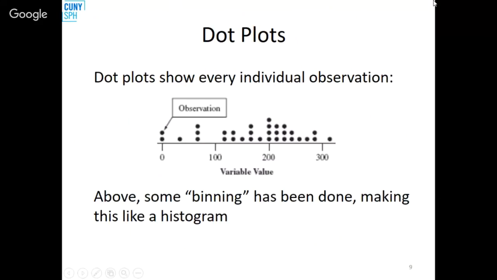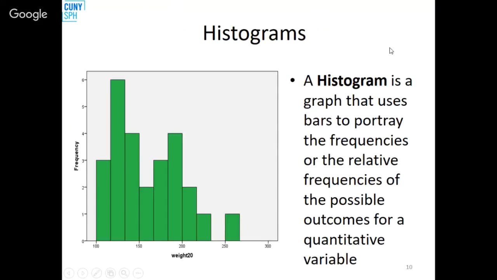This dot plot, I feel like, is actually very rarely used. There might be some instances where it's useful, but this is basically just a histogram with the actual dots put there. It's kind of cool, but not very common. Histogram, on the other hand, is very common.